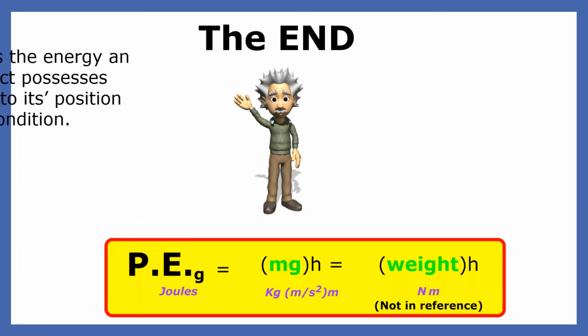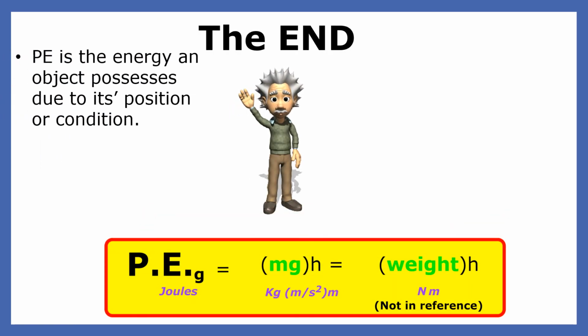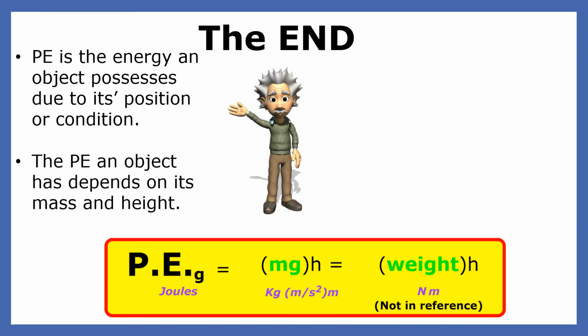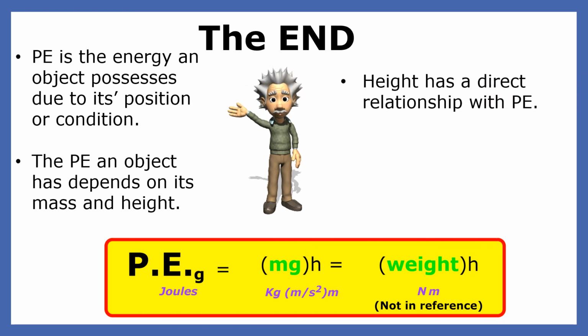Let's summarize what we've learned. Potential energy is the energy an object possesses due to its position or condition. The potential energy an object has depends upon its height and its mass. Height has a direct relationship with potential energy, and so does mass. Tripling the height will cause its potential energy to increase 3 times.